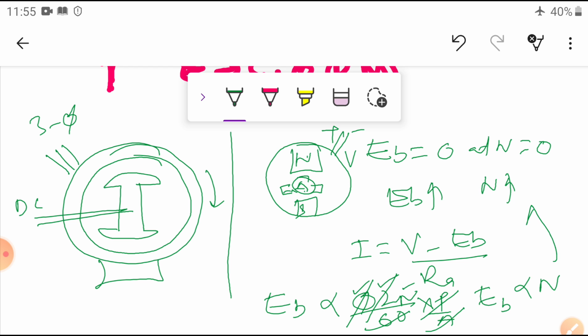So if the speed is more, back EMF is also more. Initially back EMF is 0, so the motor draws a large armature current and it will burn. That's why we use the 3-point starter and 4-point starter at the secondary level.